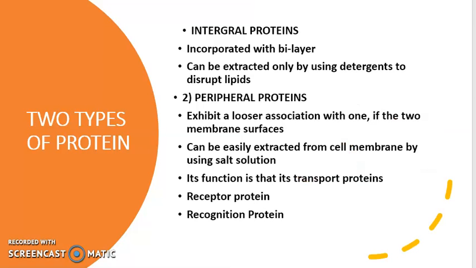We have two types of proteins. The first is the integral protein, which is incorporated within the bilayer and can be extracted only by using detergent to disrupt lipids. The second one is the peripheral protein. It exhibits a looser association with one of the two membrane surfaces and can be easily extracted from the cell membrane by using a salt solution. Its functions are that it acts as transport protein, receptor protein, and recognition protein.